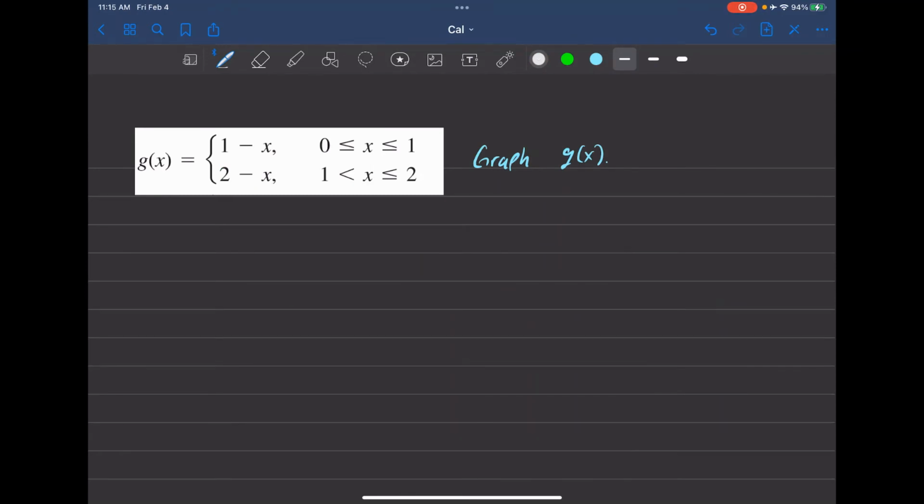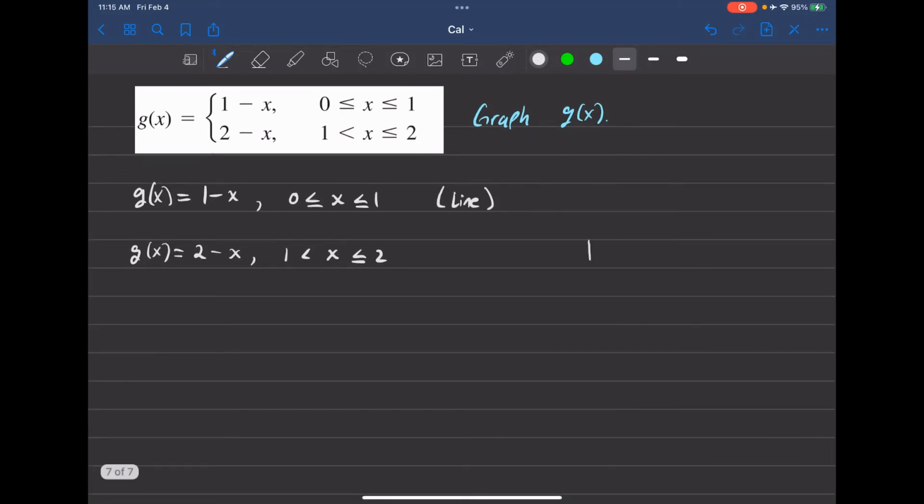In order for us to come up with the graph of this given function, we're going to graph each piece to come up with g. The first thing you want to do is rewrite the function. g of x is determined by this formula, 1 minus x, only when x is between 0 and 1. And we know 1 minus x is a line, so you should have that in mind. Then we're going to graph the function 2 minus x on the interval when x is between 1 and 2, including 2, not including 1.